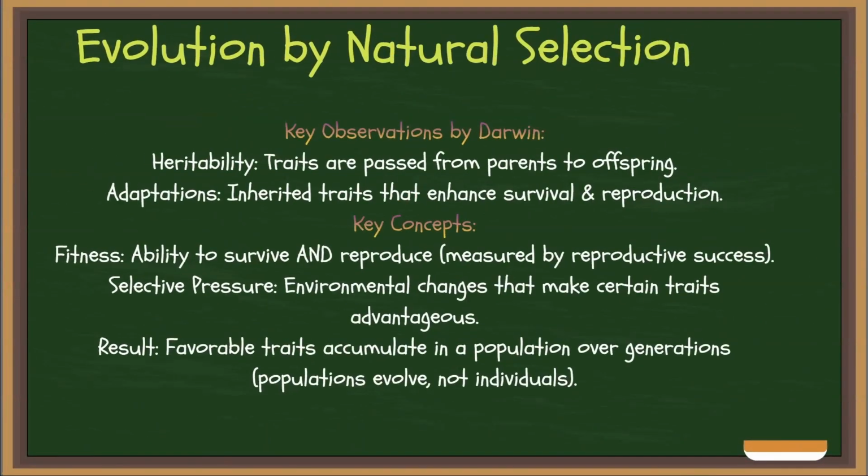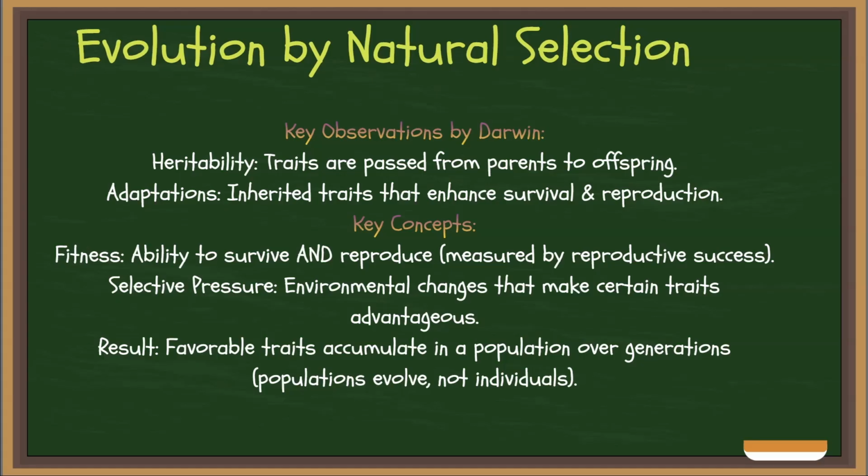Key observations of Darwin was heritability. Traits are passed from parents to offspring. Adaptations are inherited traits that enhance survival and reproduction. Some key concepts are fitness, which is the ability to survive and reproduce, measured by reproductive success. Selective pressure: environmental changes that make certain traits advantageous. The result is favorable traits accumulate in a population over generations.